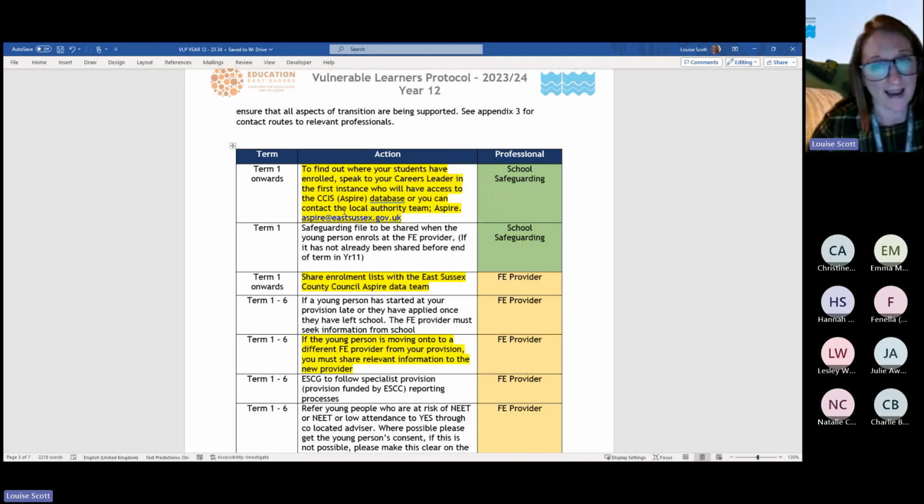So this one is to find out where your students have enrolled. So this one's really important. You need to speak to your careers leader in the first instance, who will have access to the Aspire database and can see where the young person's enrolled. Now, there is a delay on this, so it is really important to get that information as soon as possible. But this is the protocol, this is the steps that should be taken to find that information out.